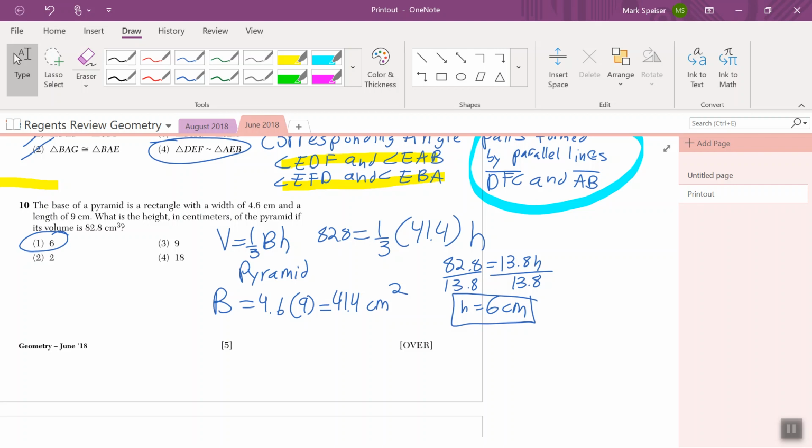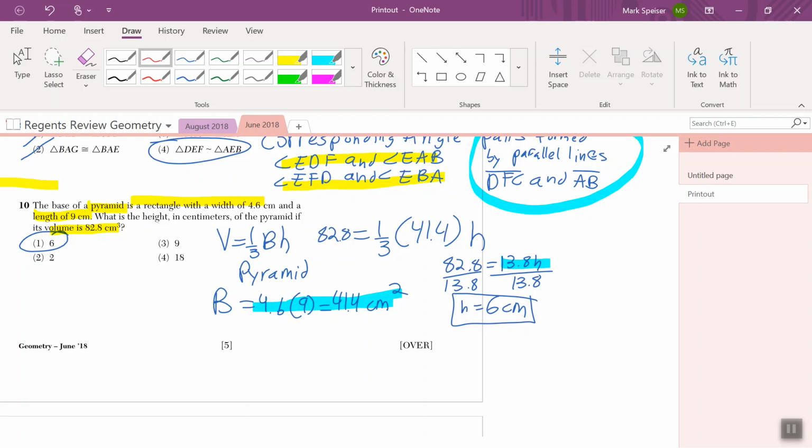The base of a pyramid is a rectangle with a width of 4.6 centimeters and a length of 9 centimeters. What's the height if the pyramid's volume is 82.8 cubic centimeters? Well, the formula for volume is 1/3 area of the base times the height. The area of the base is 4.6 times 9, which is 41.4 square centimeters. Substitute that in for capital B in the formula. 1/3 of 41.4 is 13.8 H.